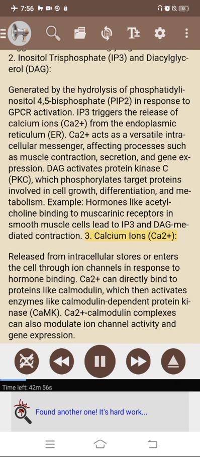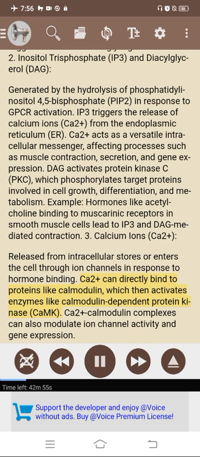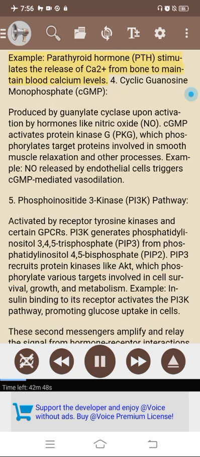3. Calcium ions (Ca2+). Released from intracellular stores or enter the cell through ion channels in response to hormone binding. Ca2+ can directly bind to proteins like calmodulin, which then activates enzymes like calmodulin-dependent protein kinase (CaMK). Ca2+-calmodulin complexes can also modulate ion channel activity and gene expression. Example: parathyroid hormone (PTH) stimulates the release of Ca2+ from bone to maintain blood calcium levels. 4.